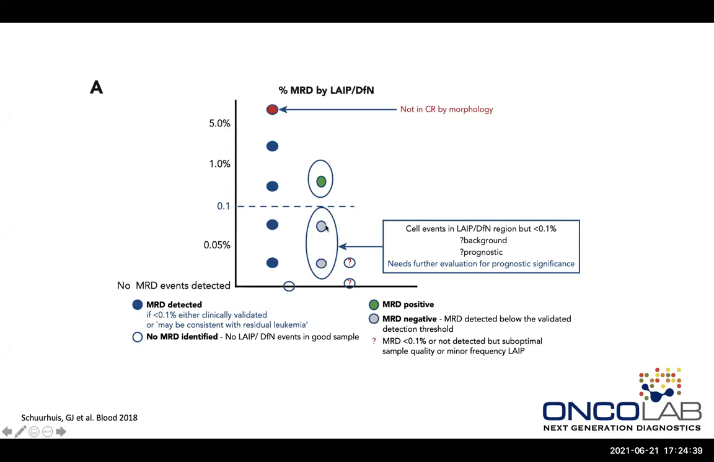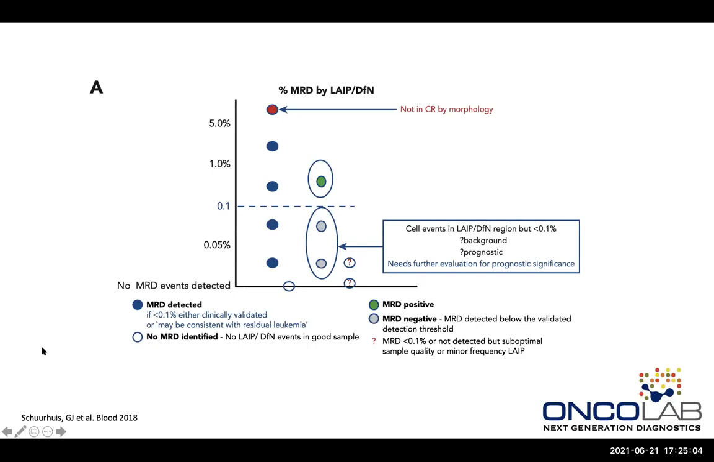Even below that, they will still report if they detect it, but they will say it's negative because it's below the validated detection threshold, or they will state a sensitivity when they do not detect. They will say, I did not detect MRD, but my assay was only sensitive to 1% because it was hemodilute.